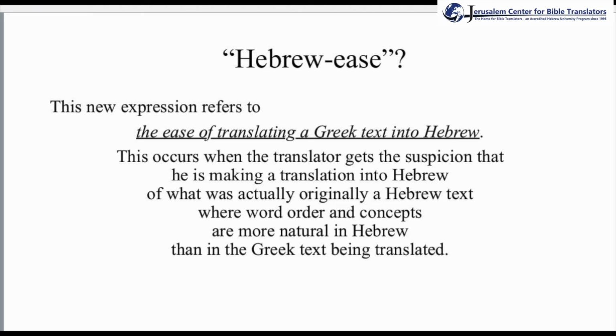What's Hebrew-ese? A new expression that refers to the ease of translating a Greek text into Hebrew. And this happens when the translator gets a suspicion that he's making a translation from Greek into Hebrew of what was originally in a Hebrew text, where the word order and the concepts are more natural in Hebrew than in the Greek text that's being translated.